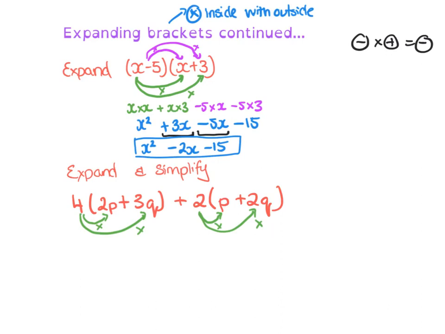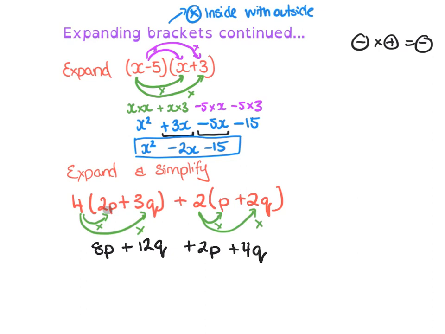So we do that separately, so 4 times 2p would be 8p. 4 times 3q would be 12q. Now 2 times p would be 2p, and 2 times 2q would be 4q.